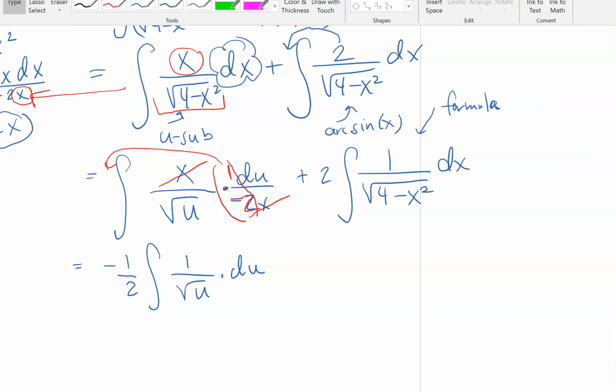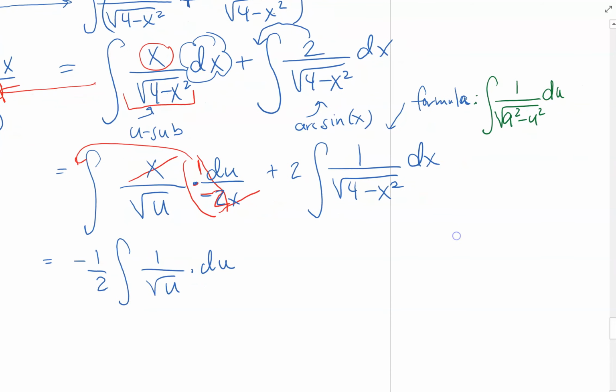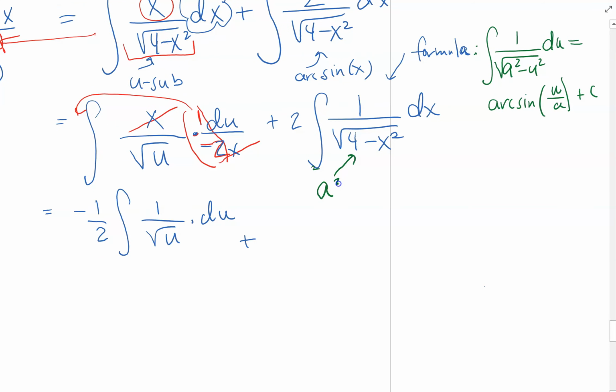So what does that formula say? It says that if you have an integral of 1 over the square root of a squared minus u squared, that is equal to arc sine of u over a plus c. You can see here my a squared is 4. That would make my a 2. My u squared is just x squared. So actually u is just x. So du is equal to dx. So I can just go ahead and use the formula on this one.